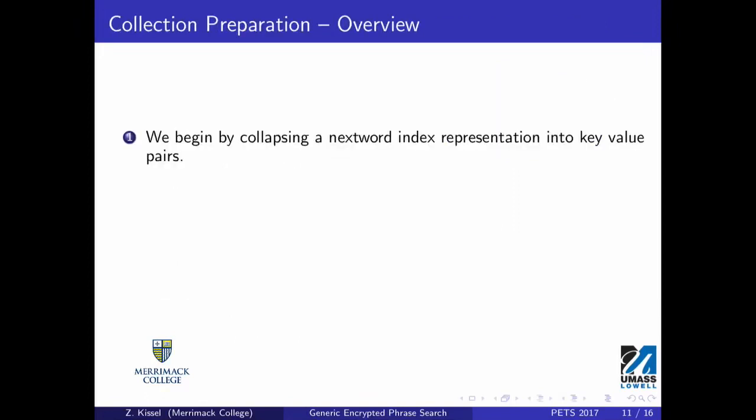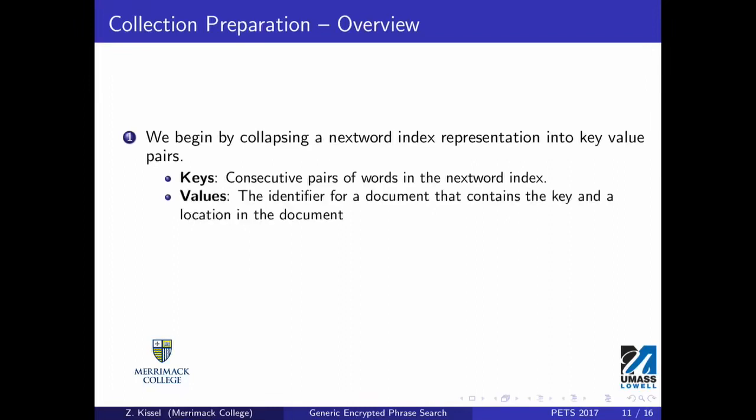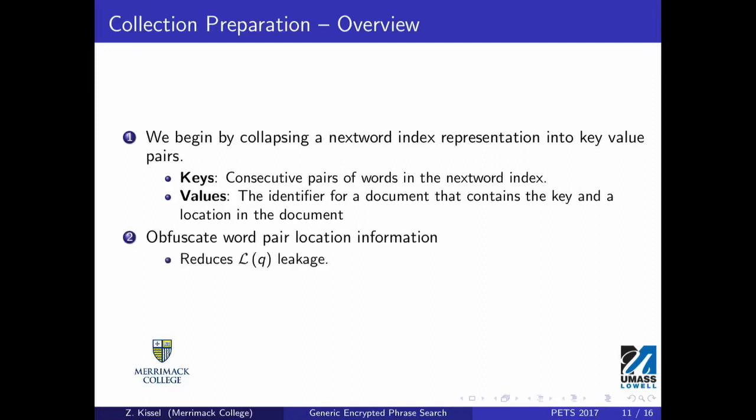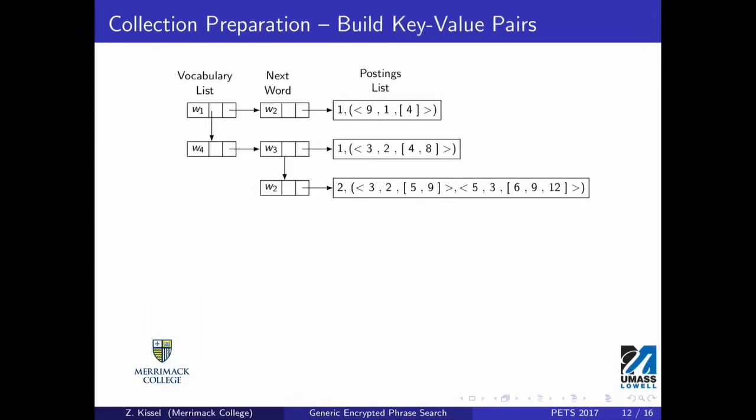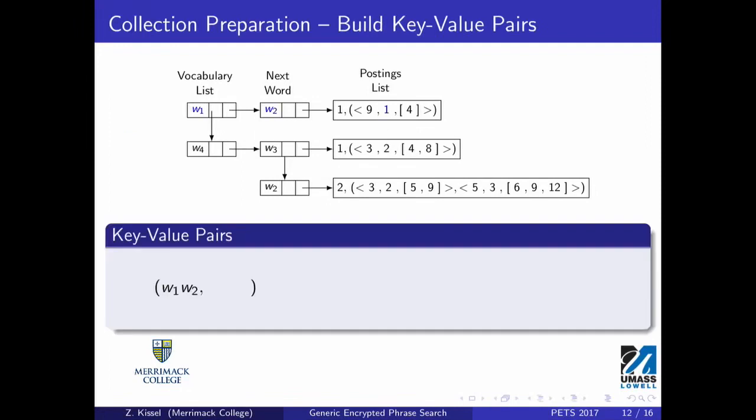Now we take this next word index structure and collapse it into a DB. The keys are consecutive pairs of words in the next word index, and the values are the identifier of the document that contains the key and the location in that document. Then we'll obfuscate the word pair location information to qualitatively reduce the leakage, and then we'll construct the DB.